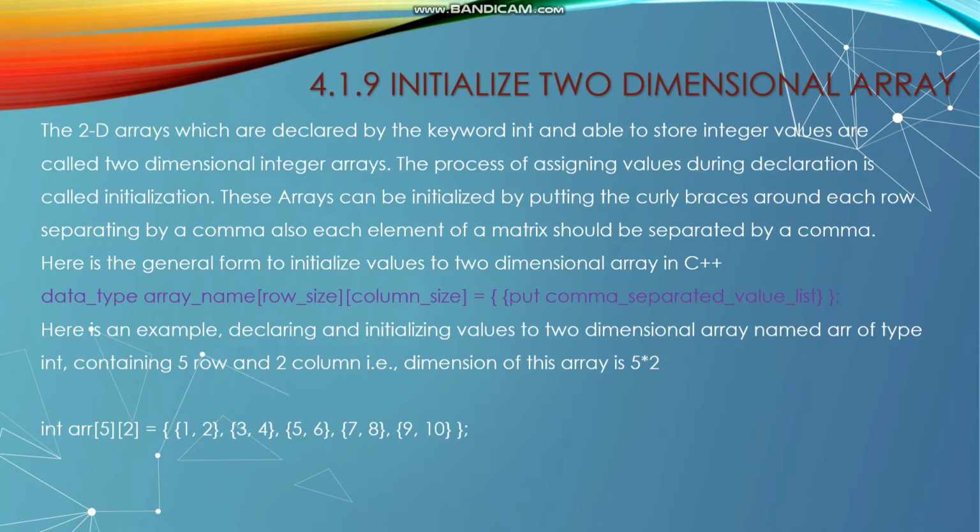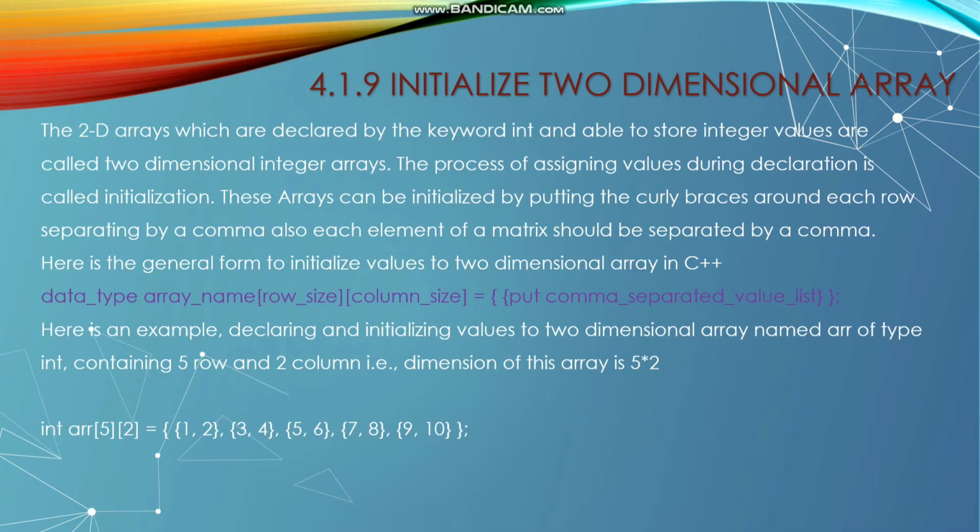Then initialize a two-dimensional array. The 2D arrays which are declared by the keyword integer and able to store integer values are called two-dimensional integer arrays. The process of assigning values during declaration is called initialization. These arrays can be initialized by putting curly braces around each row, separated by a comma. Also, each element of the matrix should be separated by a comma. Here's the general form to initialize values to a two-dimensional array in C++: data type, array name, row size, column size, and we put a comma to separate the value list.